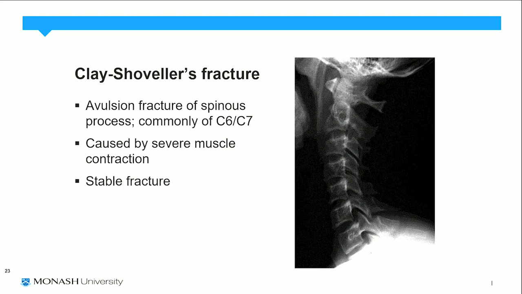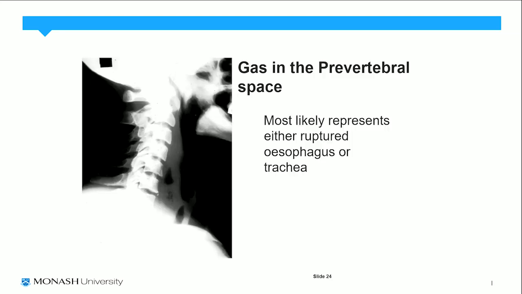Clay shoveller's fracture is an avulsion fracture of the spinous process, commonly of C6 or C7. This is caused by severe muscle contraction. It's a stable fracture as it does not affect the posterior vertebral line or the spinolaminar line.